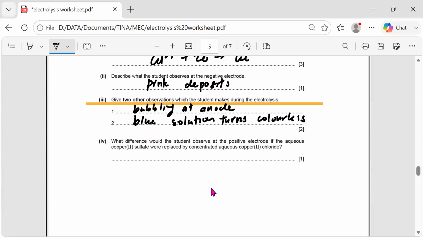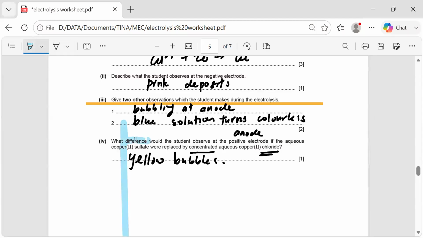Okay. What difference will the student observe at the positive electrode, which is the anode, if the aqueous copper sulfate were replaced with concentrated copper 2 chloride? Copper 2 chloride, you will see yellow bubbles. No, different. Because they ask you what difference. Because both also bubbling what? Oxygen also bubbling what? Chlorine gas forming. Cannot. Observation is what you see, not what you know.